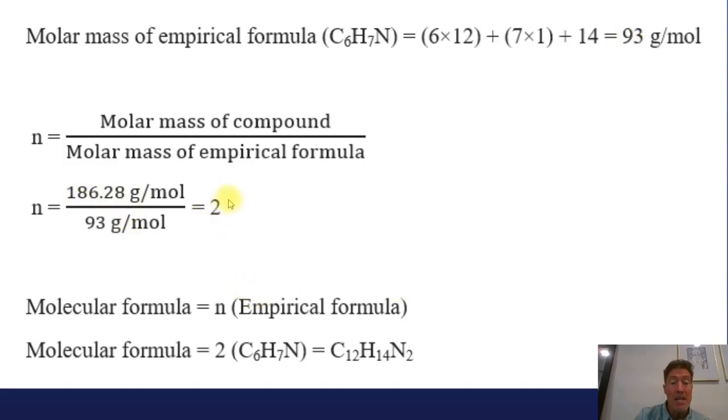Whatever this number is, that's how many multiples of the empirical formula we need to give us the actual molecular formula. So we're going to take the entire empirical formula and multiply it by 2. That's the ratio we got. We just double everything: C6 becomes C12, H7 becomes H14, N becomes N2.